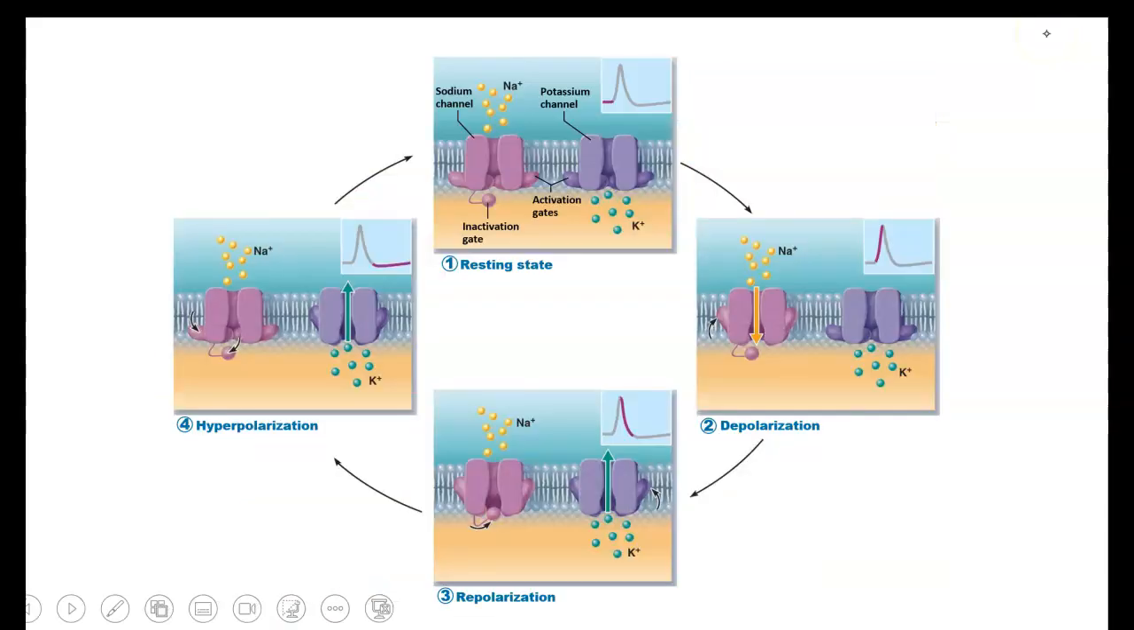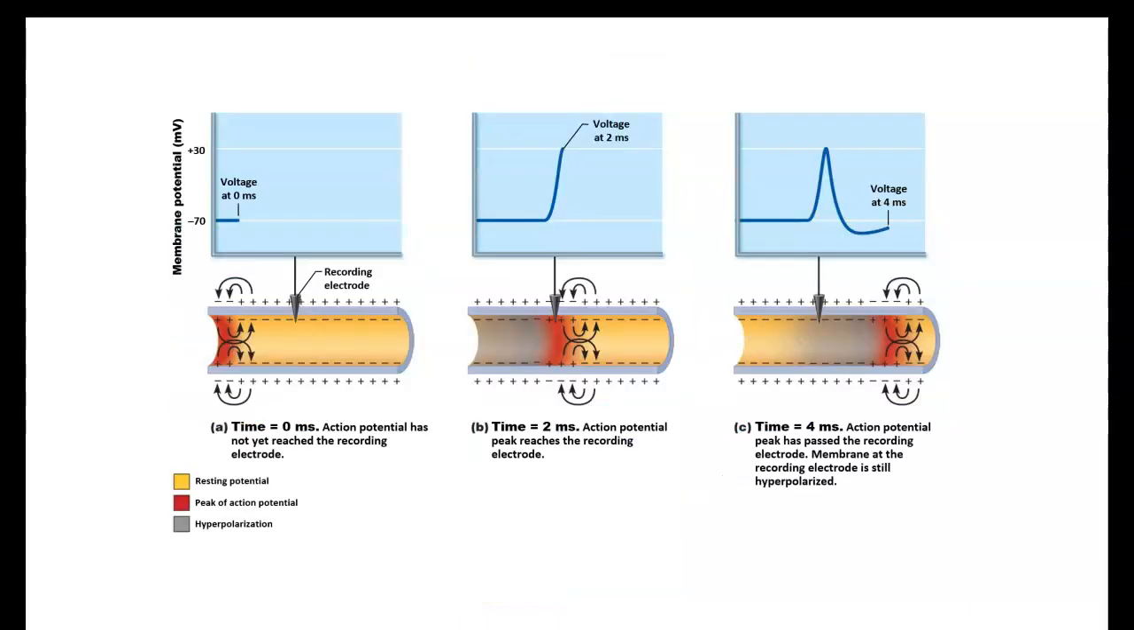And here's just another visual of what we went over. You have your resting state, everything's closed. Depolarization allows that sodium to leak in. Repolarization, you're going to close the sodium channel, open the potassium channel. You allow that potassium to leak out. You have a slight hyperpolarization, and then you return to the resting state.